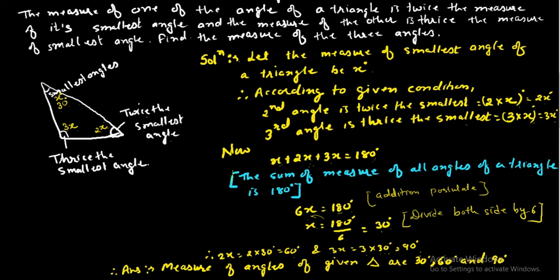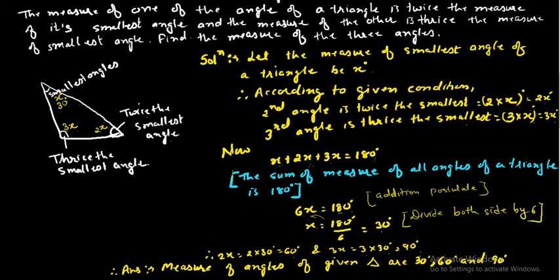See now, x plus 2x, that is 1x, and inside it I added 2x, that will be 3x, and to that 3x we added 3x more, that will be 6x. So addition postulate. So 6x is equal to 180 degree. Dividing both sides by 6, we will get the value of x, that is 30 degree. So I will get the smallest angle. The smallest angle is 30 degree.